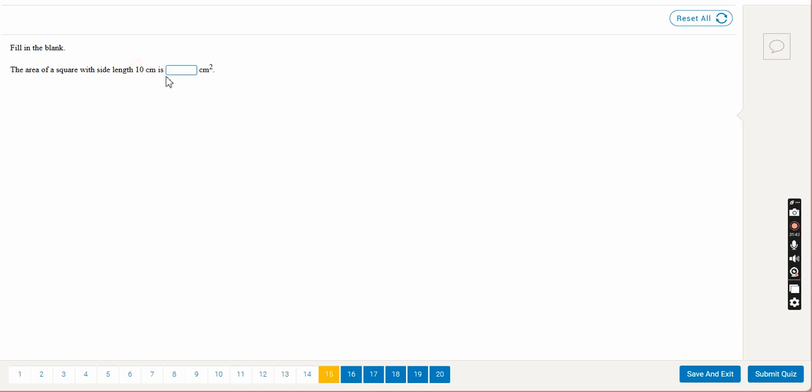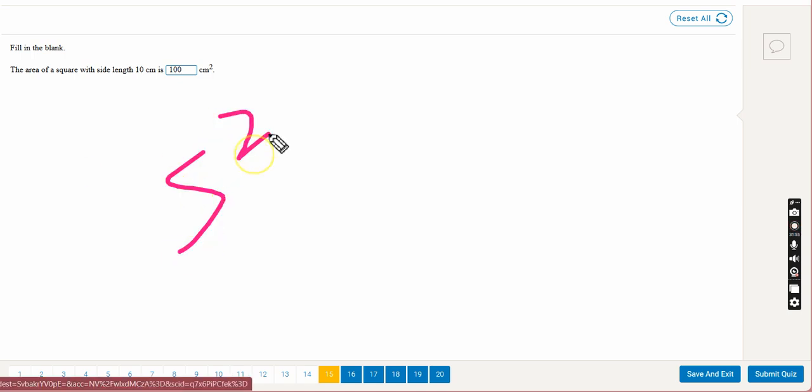Now, these questions are easy for you. They will be a breeze. You just need to memorize the equations. Please do memorize the equations, understand them, practice them. So what will this be? This will be s squared. So 10 times 10 is 100. Remember, the formula is s squared.